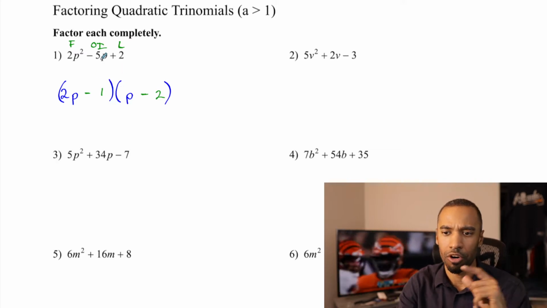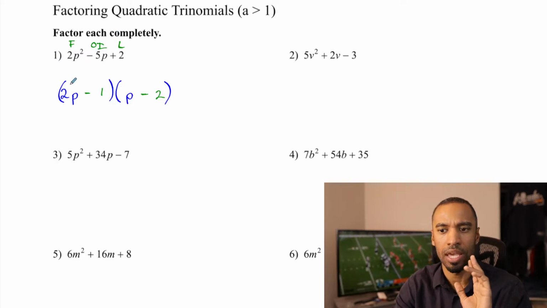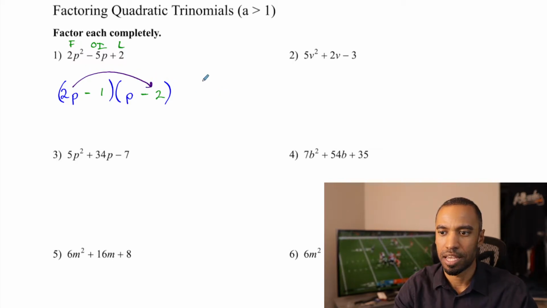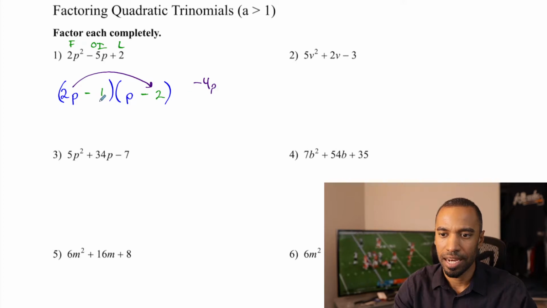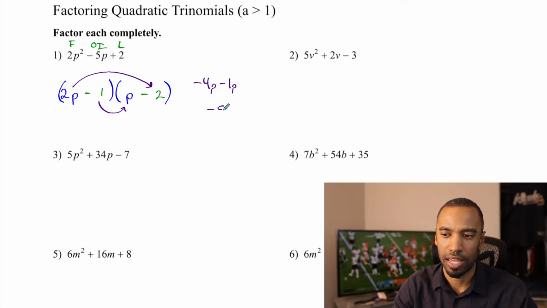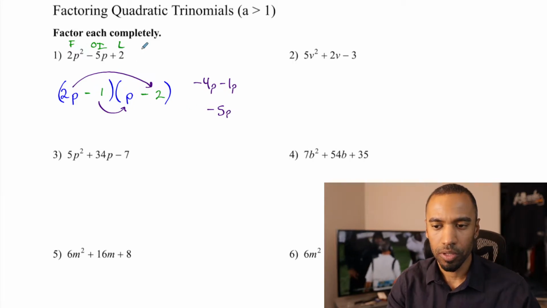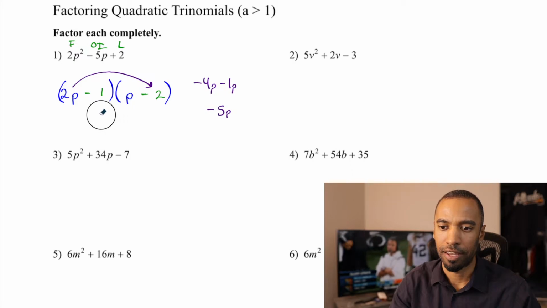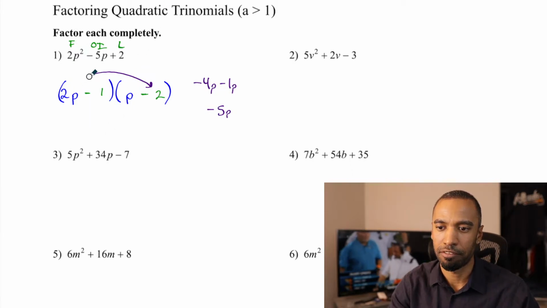It's a little trial and error, but I'll show you how I knew that this one was actually this one to start off with in just a moment. It's one of those strategies. Let's try 2p times negative 2 and negative 1 times p. Okay, that's going to give us negative 5p. So it looks like this is the final factorization, guys. We actually landed on the final answer. The final answer here being factor 2p minus 1, and p minus 2.